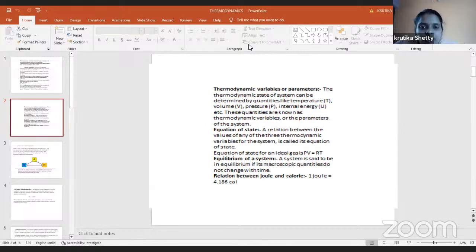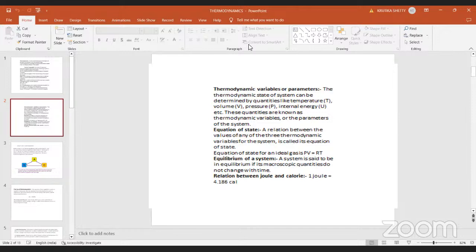Then next we have the equation of state. What do you mean by equation of state? The relation between the values of any of the three thermodynamic variables for the system is called its equation of state. What do you mean by equation? It is nothing but the relation between pressure, volume, temperature or internal energy.